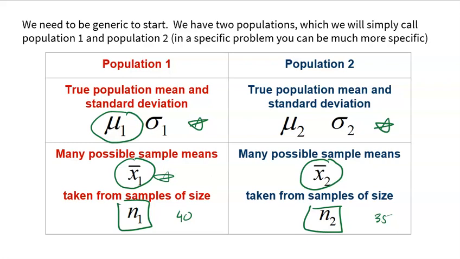That cannot change, but the sample sizes in the two different populations can be different. Now, let me give you an example of what I mean by the 1s and 2s being very generic. If you're going to do an actual problem, you need to be much more specific. So let's say we are looking at the time freshmen spend on homework versus the time seniors spend on homework.